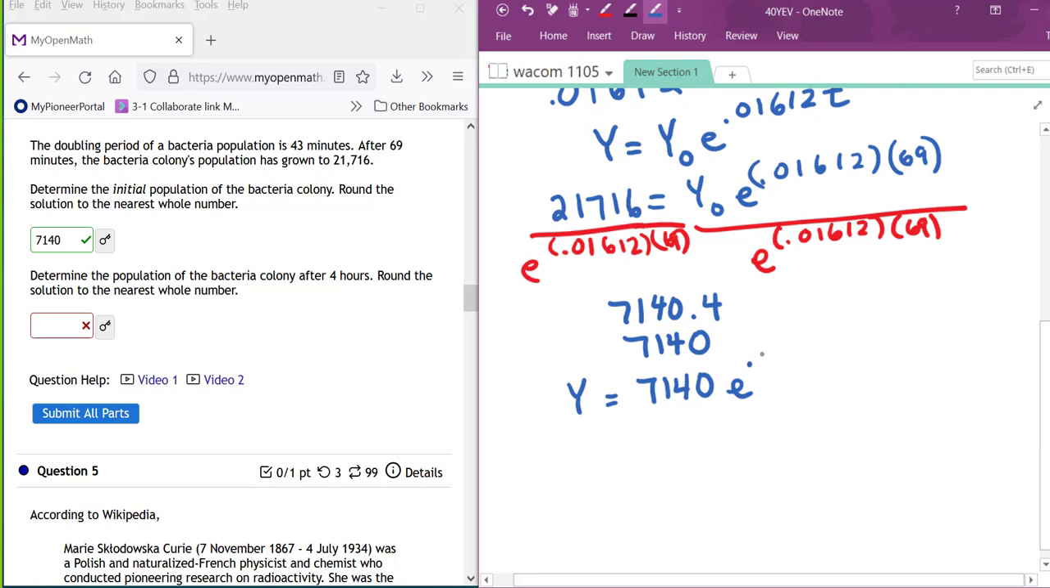E to the 0.01612 and 4 hours. So 60 minutes in an hour. This will be 240. And this one is not going to require a logarithm because you're not solving for a variable in the exponent position. So we are just going to punch it in and do the math. Start with your E.